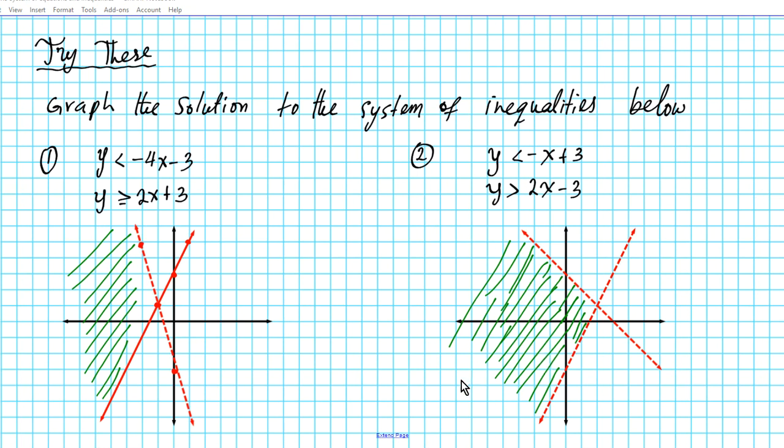Alrighty, so there goes the graphical solution to the system of inequalities. This is for question number 1, and this is for question number 2.